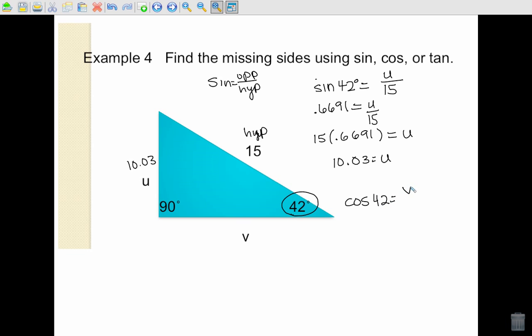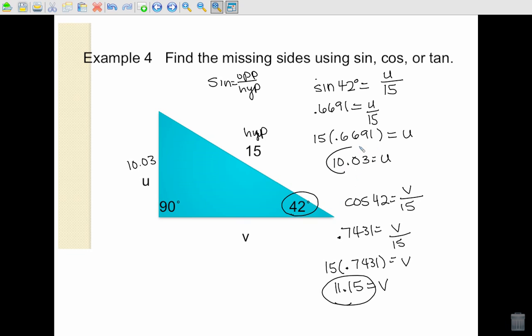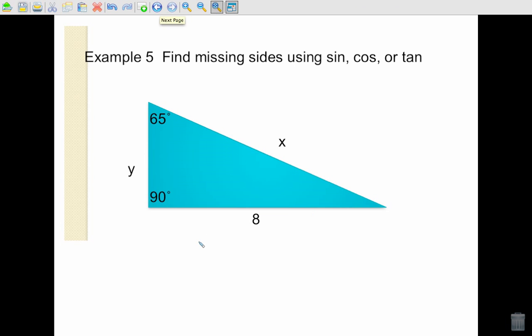To find v, I'm going to use the cosine ratio. So cosine of 42 is equal to v over 15. Cosine of 42 using your calculator or the table is 0.7431. Go ahead and multiply both sides by 15. And we end up with 11.15. Okay, so that is how you use trig ratios to find missing sides.